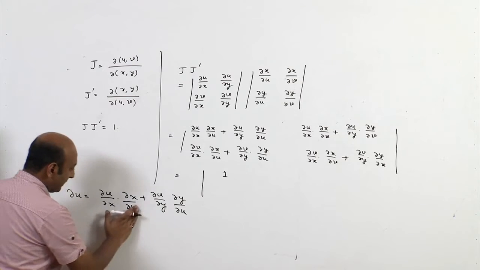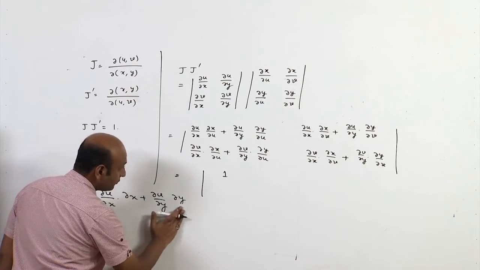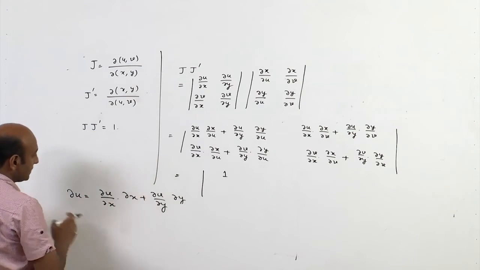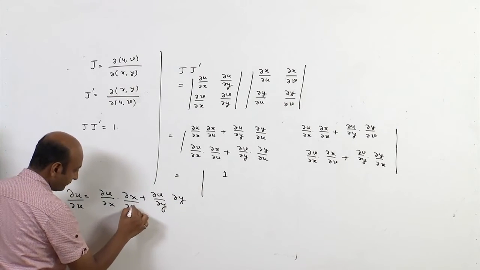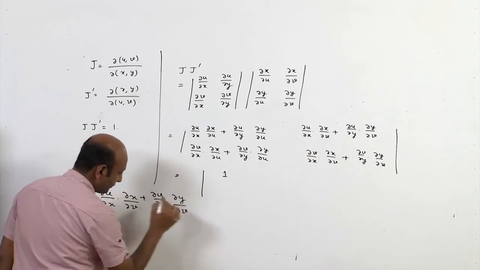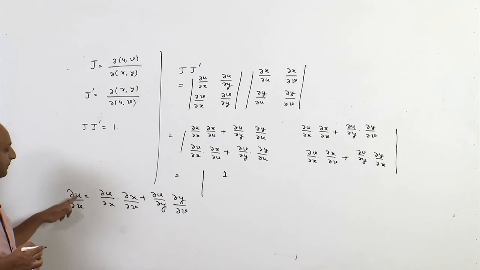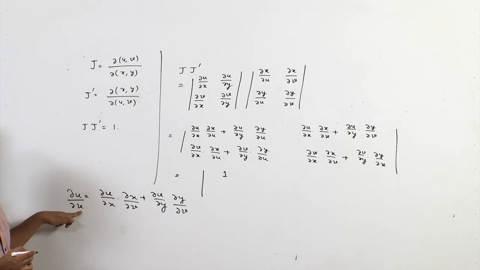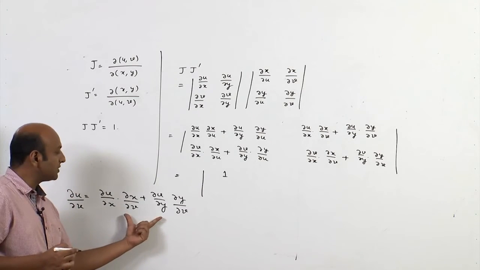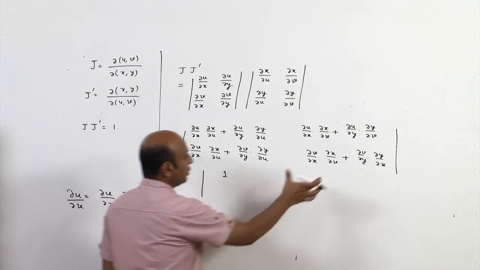Now, in the same expression, let us divide the entire expression by del v. Now, u and v are independent. So, del u by del v is 0. Okay. So, the value of this term is 0, that means the value of this term is 0.